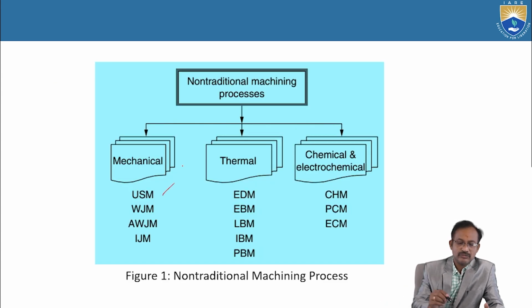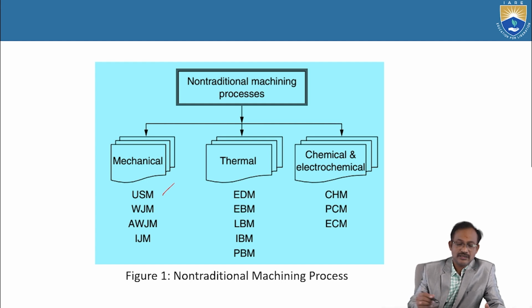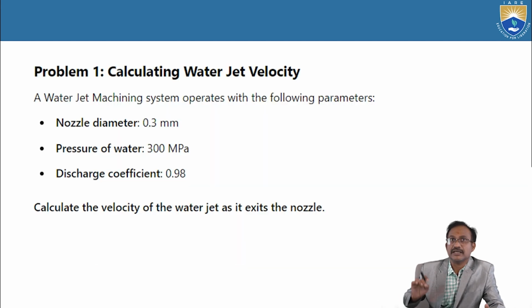So far we have discussed the various non-traditional machining processes which are under three main categories: mechanical, thermal, and chemical and electrochemical. We have discussed ultrasonic machining and abrasive jet machining. Now we are discussing water jet machining. Problem number 1.